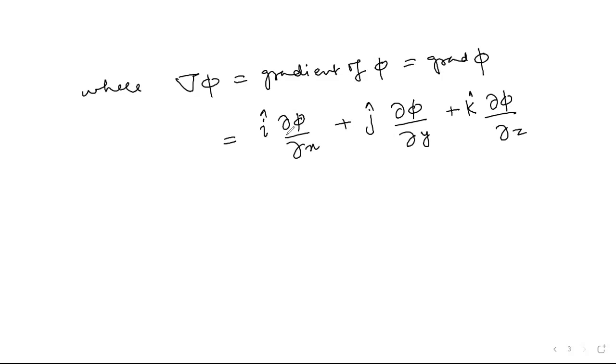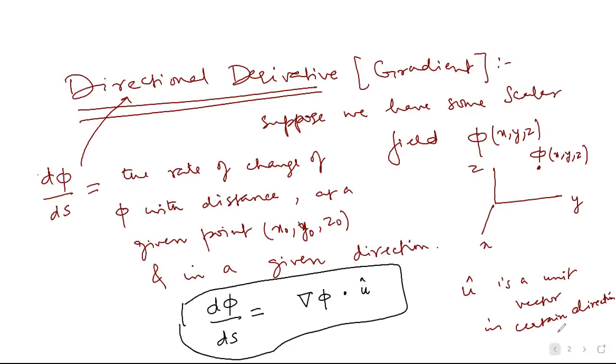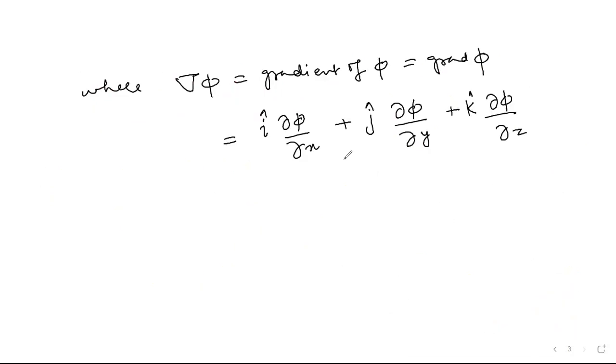Its x component is partial derivative of phi with x, its y component is partial derivative of phi with y, and its z component is partial derivative of phi with z. So if I am given some scalar field phi, and I am asked to find the directional derivative of that particular field in a certain direction at a certain point, then first I have to figure out these partial derivatives and construct my del phi.